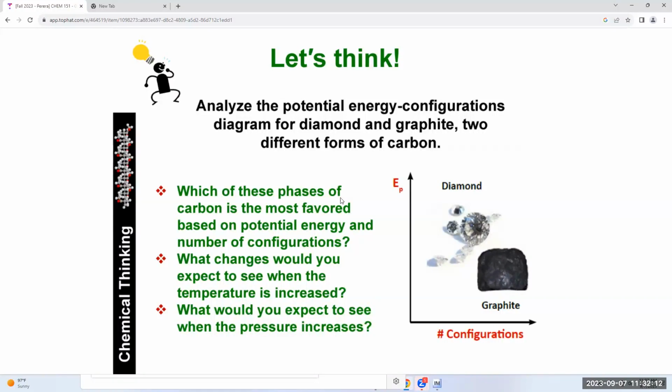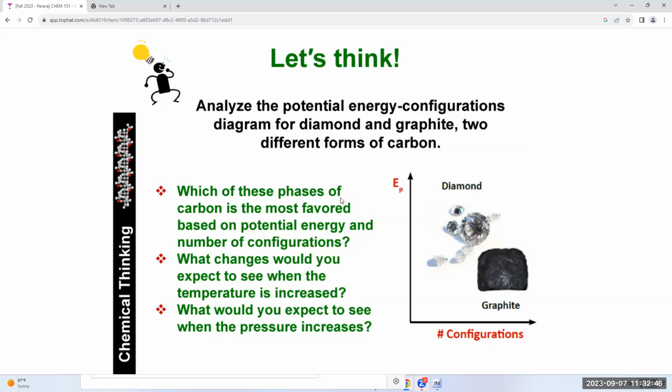Which state or which allotrope of carbon is favored by potential energy? Those are the options, diamond and graphite, but which one is it? Which one is favored by potential energy? Thank you, graphite. Why? It has a lower potential energy. The state with lower potential energy is favored by the potential energy because everything happens to minimize the potential energy.